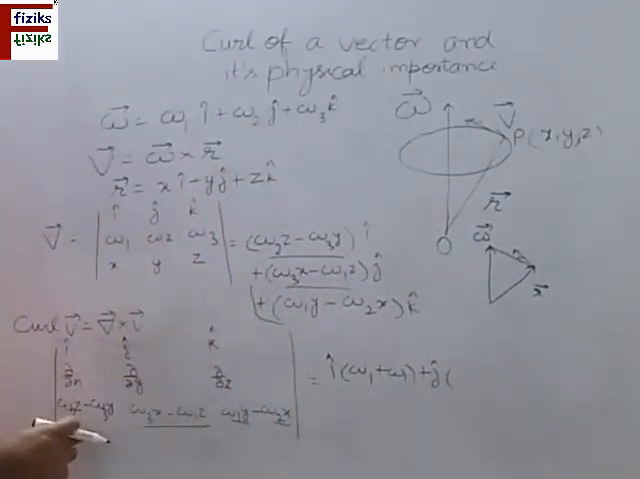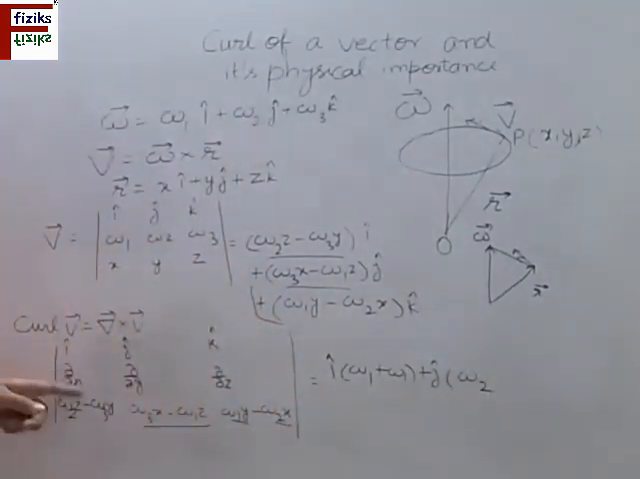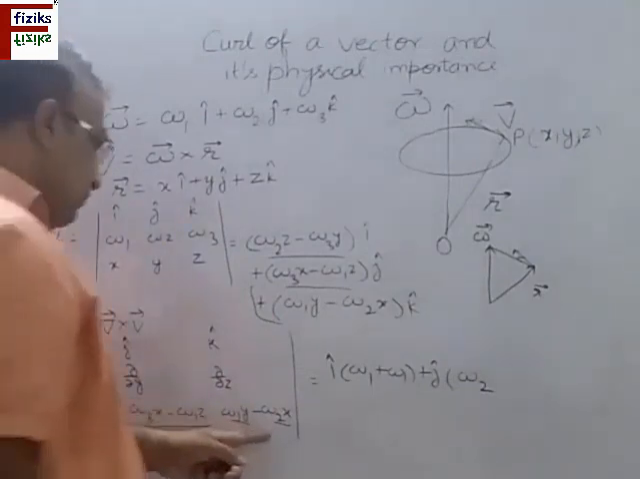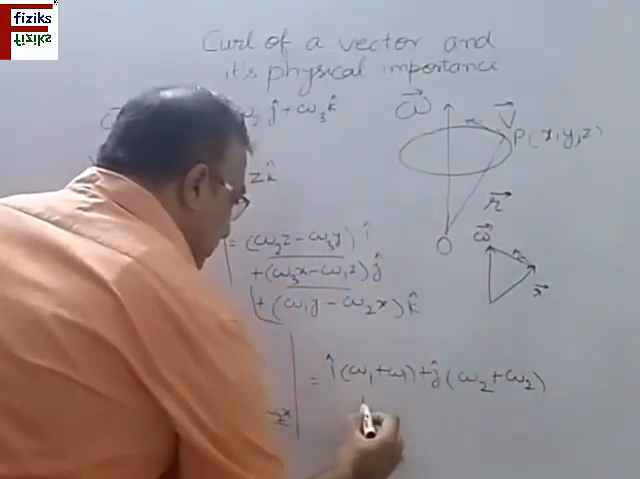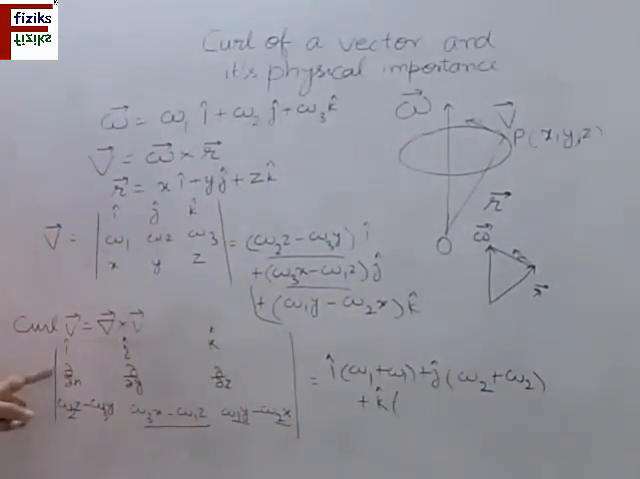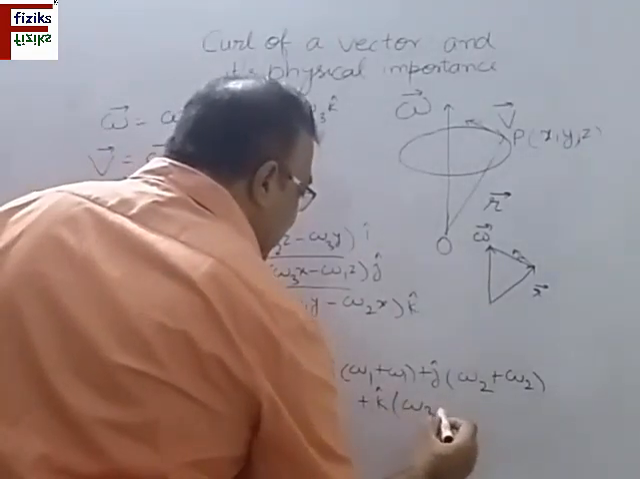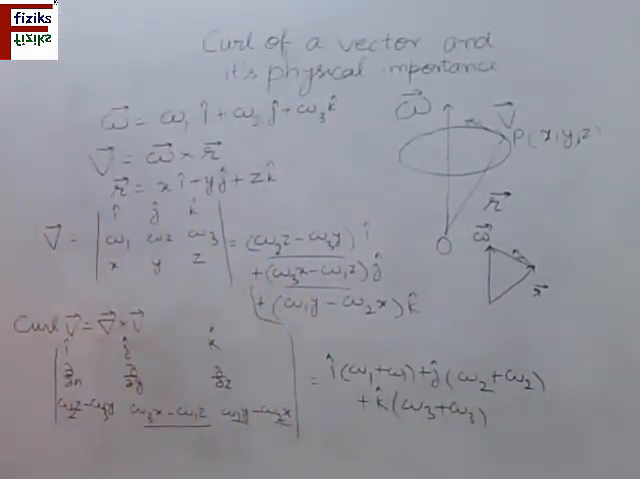del by del z of this, omega 2, and minus del by del x of this. This is minus omega 2, so this will be plus omega 2 and plus k del by del x of this, that is omega 3 minus del by del y of this. So it will be omega 3 plus omega 3. So these are the values. So note it down.